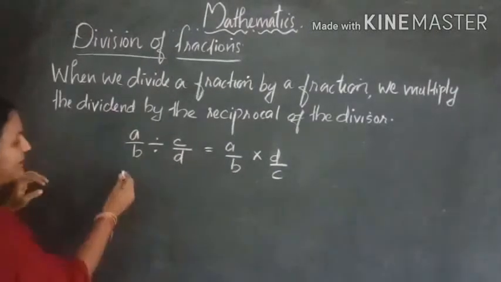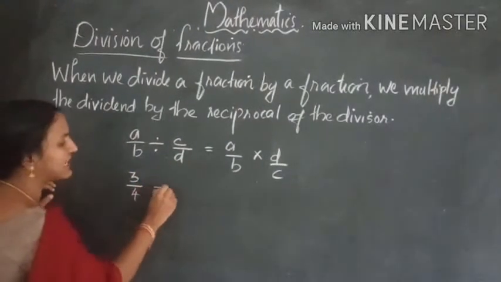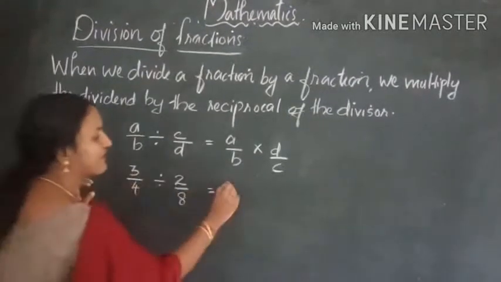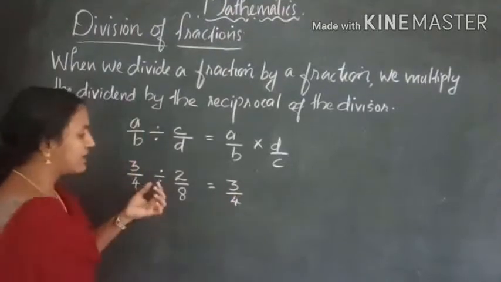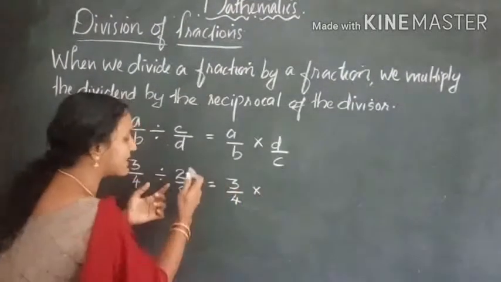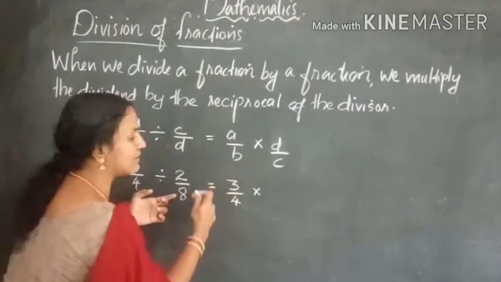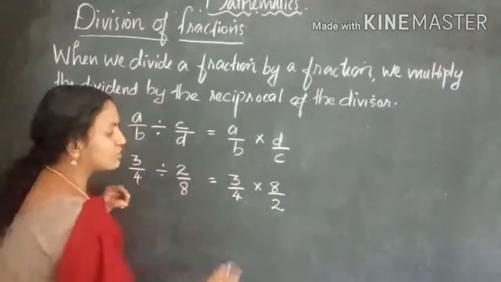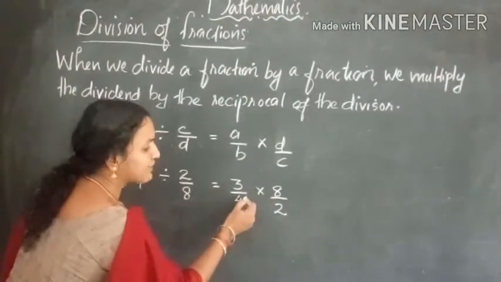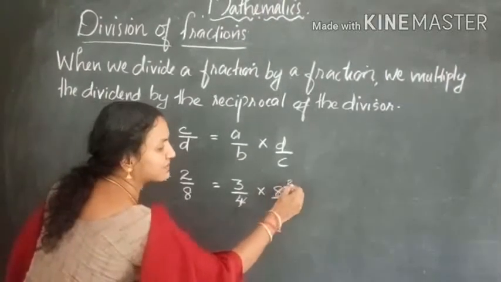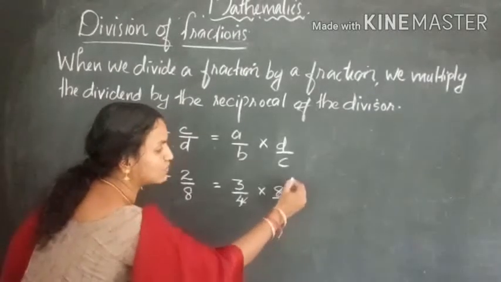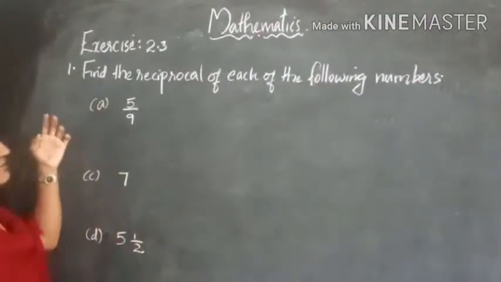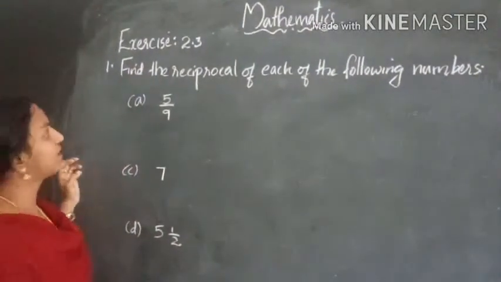Let's take an example. 3 by 4 divided by 2 by 8 is equal to, first write the same fraction 3 by 4. Here division means into the reciprocal of the second. That means the reciprocal of 2 by 8 is 8 by 2. So we can cancel 4 and 8. 1 4s are 4 and 2 4s are 8. Again 2 and 2 cancel. The answer is 3.